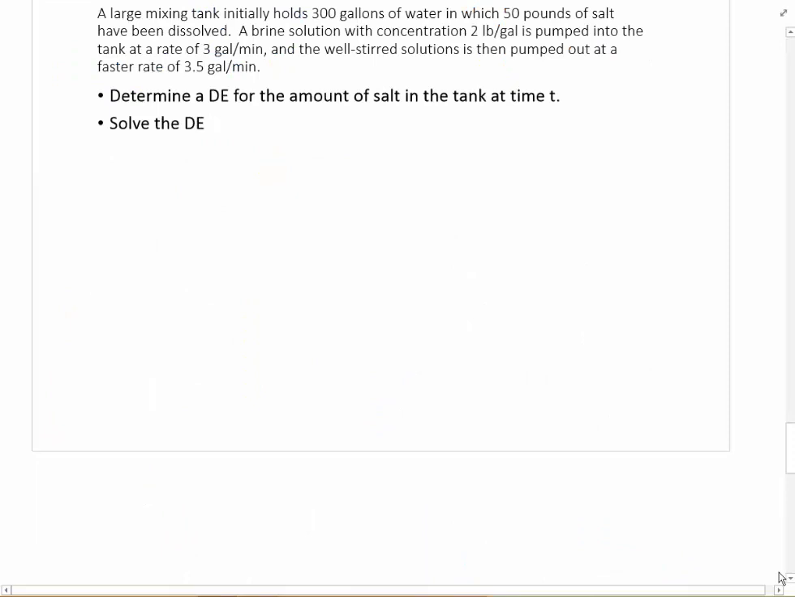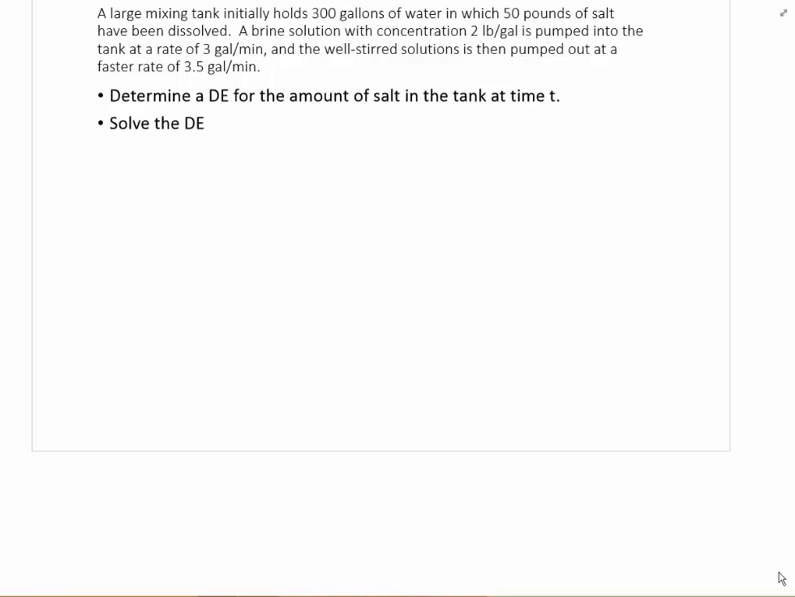Let's finish off this section with a mixture problem, another application here. Here we're told a large mixing tank initially holds 300 gallons of water in which 50 pounds of salt has been dissolved. A brine solution with concentration 2 pounds per gallon is pumped into the tank at a rate of 3 gallons per minute, and the well-stirred solution is then pumped out at a faster rate of 3.5 gallons per minute. So notice this one's a little different than the ones we saw in the separable equations.